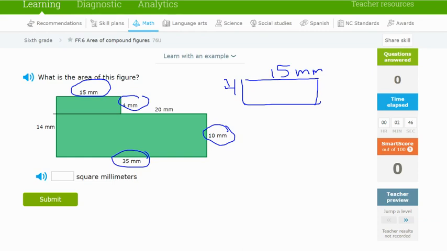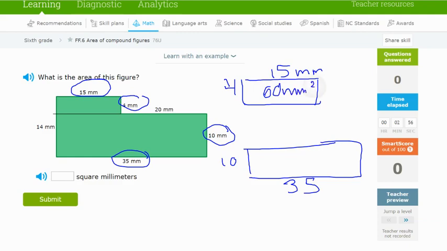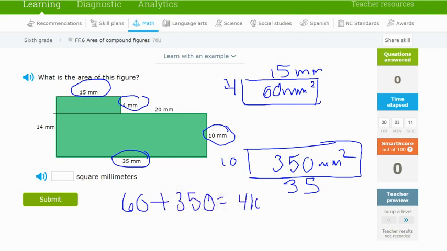And so if I take both of these, the 4 times 15 is going to give me 60 millimeters squared. And the 10 times 35 is going to be 350 millimeters squared. So if I take these together, I've got 60 plus 350, which is going to be 410 millimeters squared. So I've cut up my shape, and then I've added the pieces back together, and then I'm going to end up with an answer.